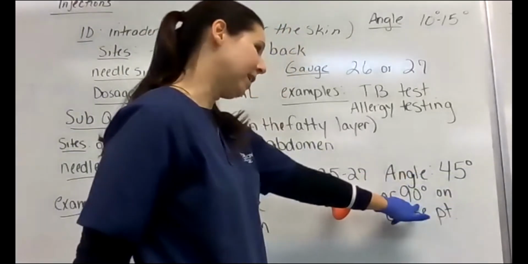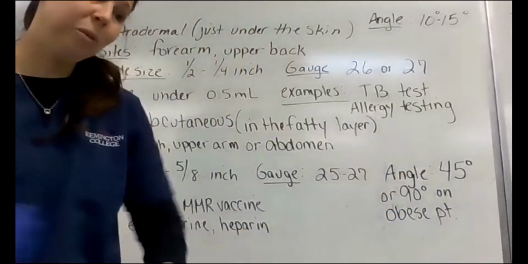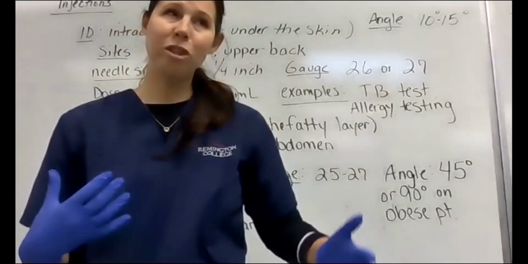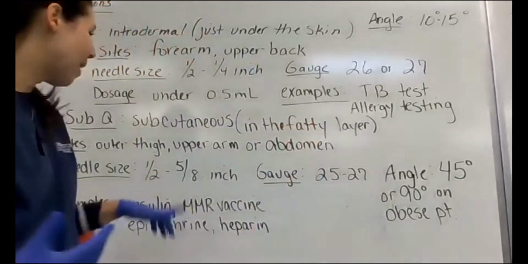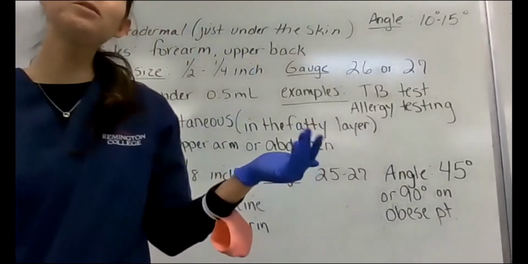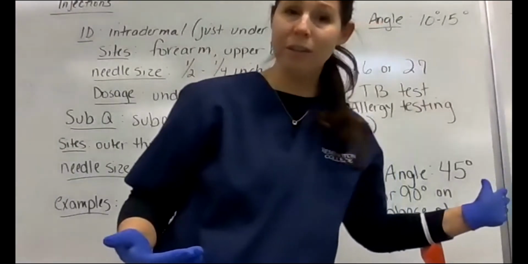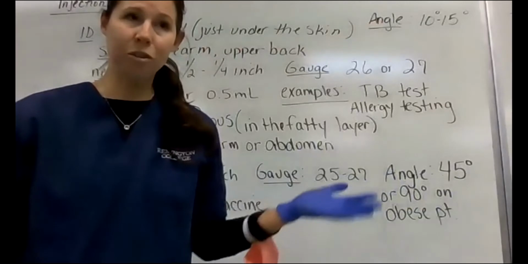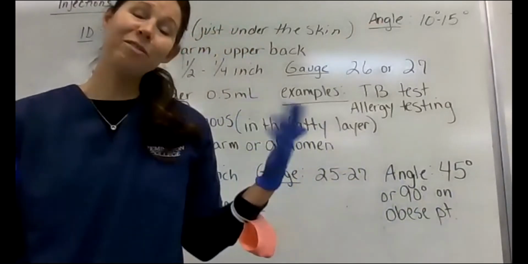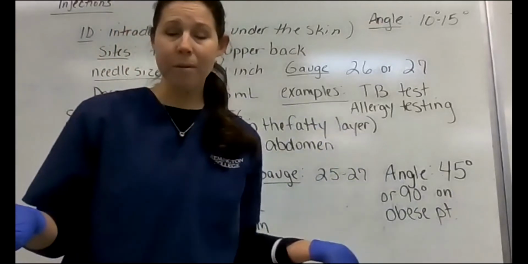Now I put here 90 degrees on an obese patient, because if you have an obese patient, you will never get into that fatty tissue if you're going 45 degrees. You have too much to go through. You may also have to use a bigger needle, a longer needle. So sometimes when it comes to subcutaneous injections and intramuscular injections, you have to judge the patient's body size or their body habitus. You may have to change your angle. You may have to increase the needle length.